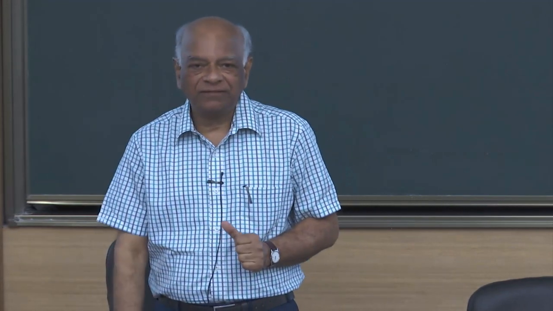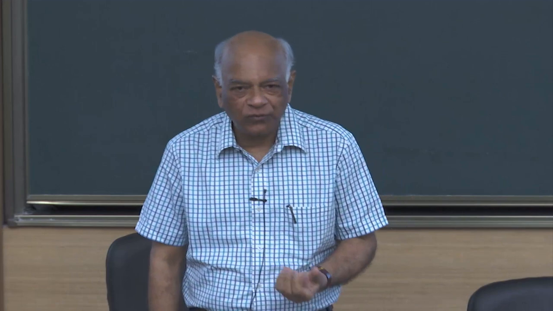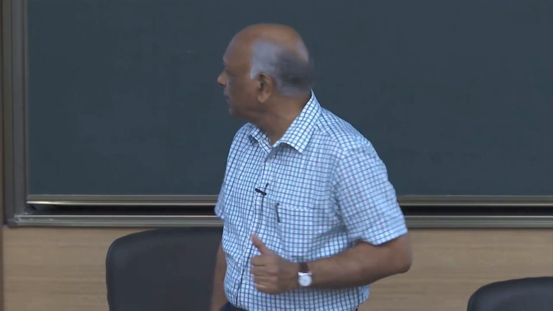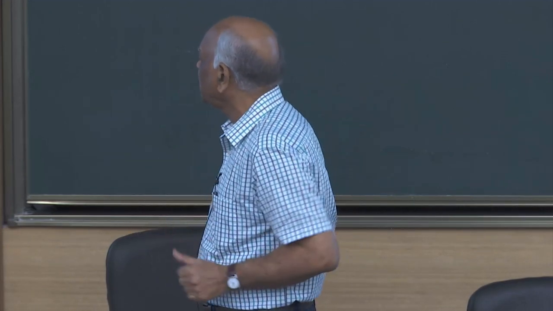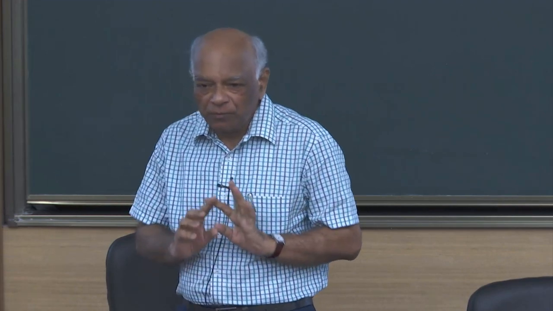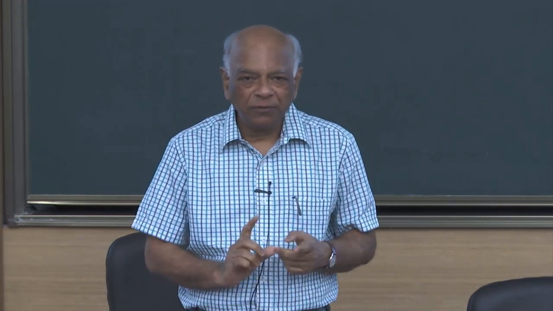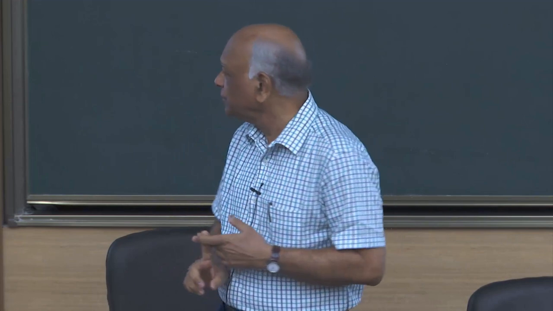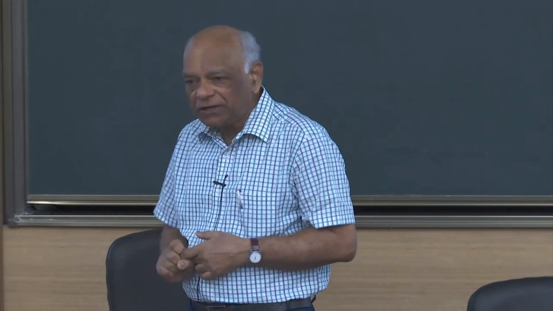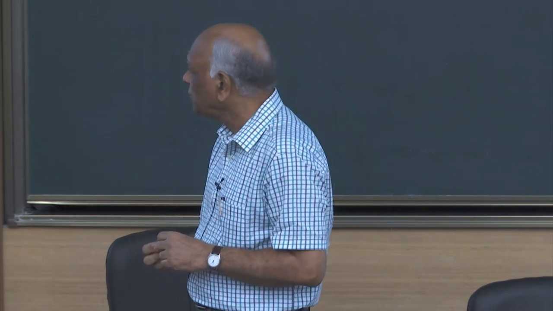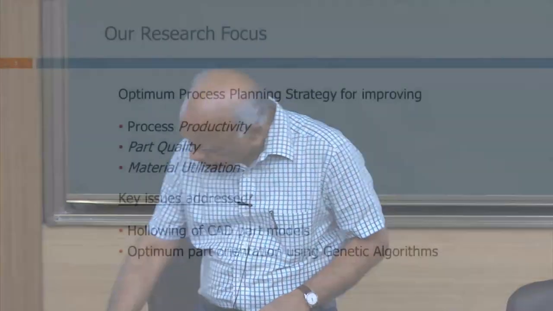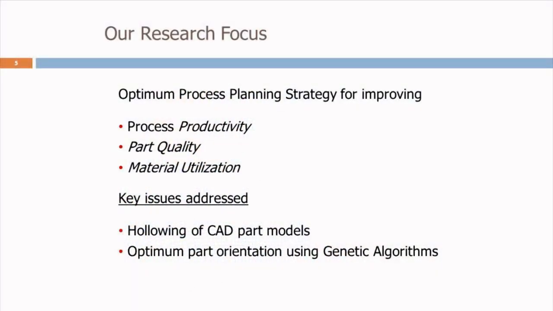Here what we are trying to address, which we have proposed, and I will be presenting some results about it, is the optimum process planning strategy for improving three important aspects, namely the process productivity, which is the build time, the part quality, which is the stair-step error, and the third one, the material utilization. So our focus has been on two key issues. There are a whole lot of issues which need to be addressed as we have seen, but two key issues we are focused upon.